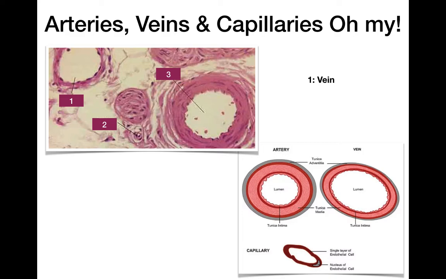So number 1 is the vein. It has the biggest lumen, the biggest opening, and the thinnest walls. Number 2 is the capillary. It's very, very small. And number 3 is, of course, the artery, with the thick muscular walls and the smaller lumen.